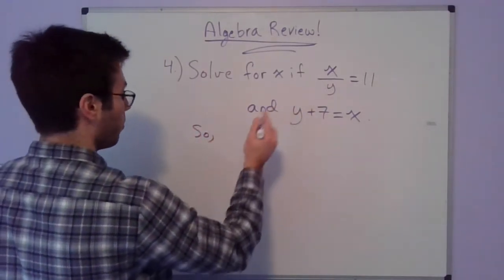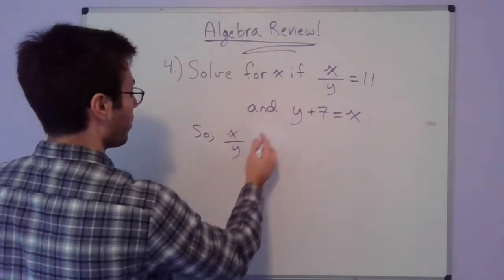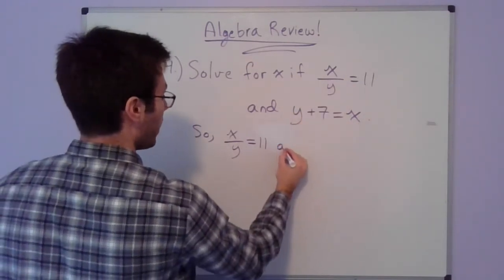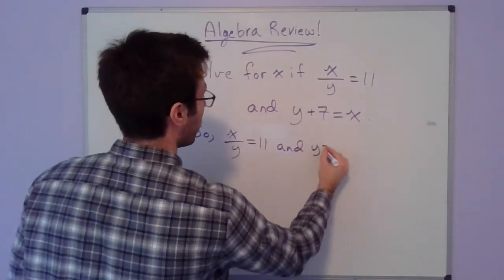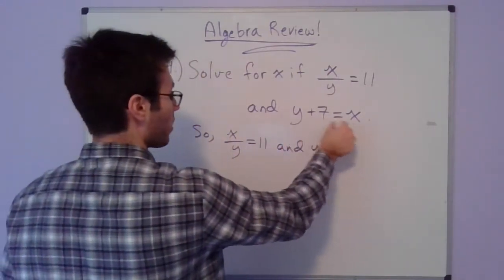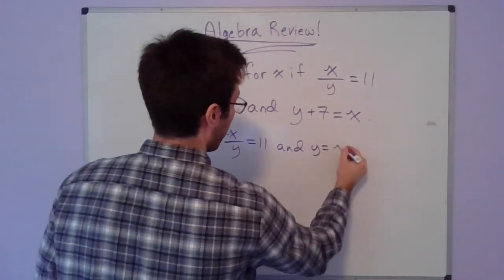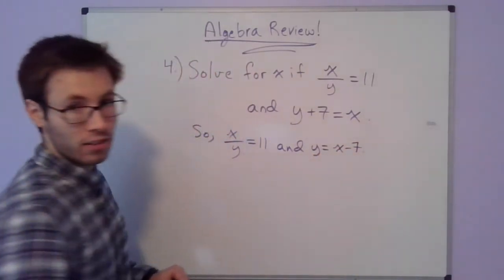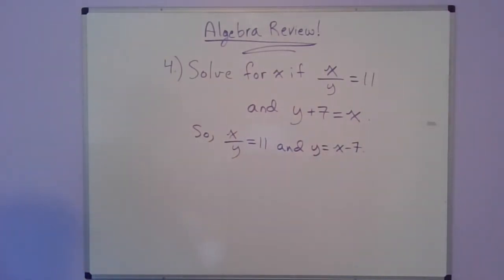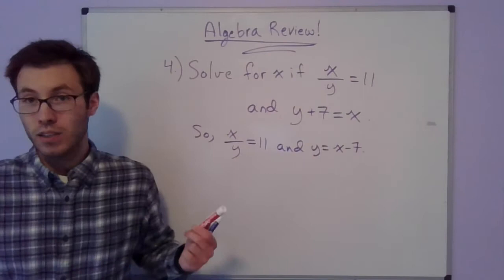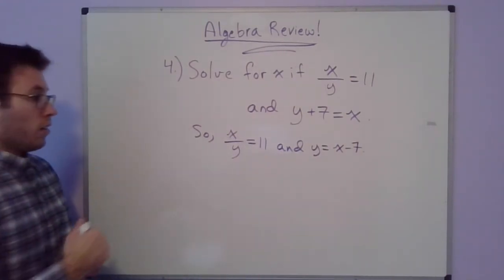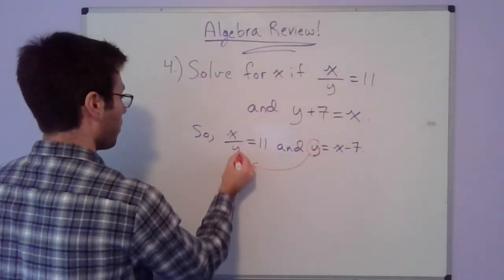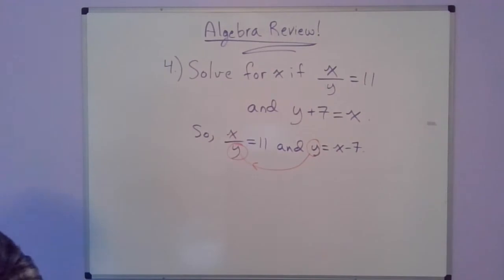Let's just, for habit, rewrite the whole thing for another step. So we have x over y equals 11, and we're given that y plus 7 equals x, so I'm just going to subtract 7 on both sides to get y equals x minus 7. All I'm doing is getting y in terms of x for my substitution for my next step. That's a step in itself.